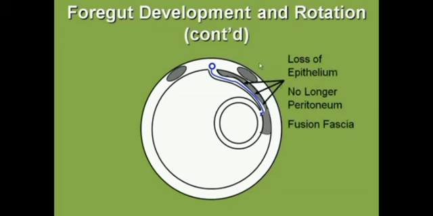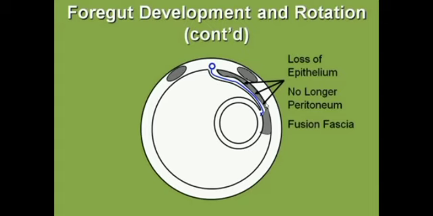And so what we're saying is that with the loss of epithelium, because we said that a peritoneal surface has an epithelium, and since this now no longer does have an epithelium, this no longer can be called peritoneum, where the fusion occurred. That's no longer peritoneum because it doesn't have an epithelium. What we call it now is simply fascia, fusion fascia.